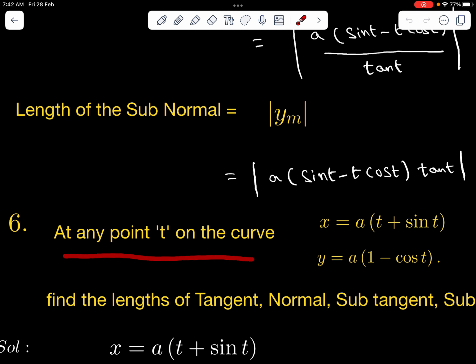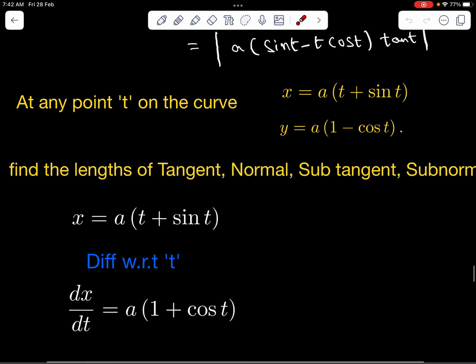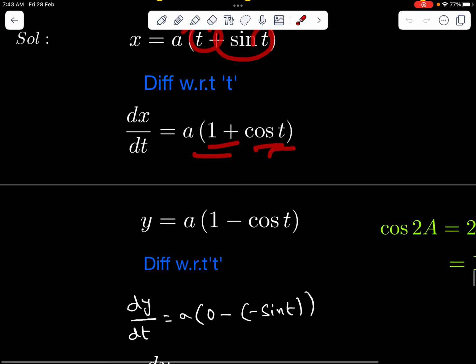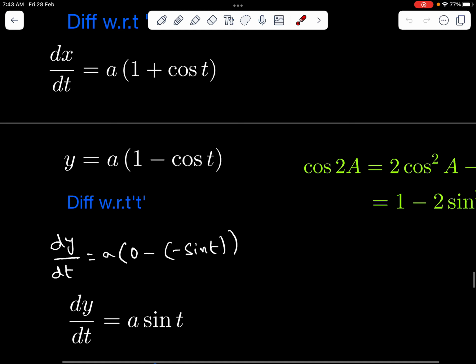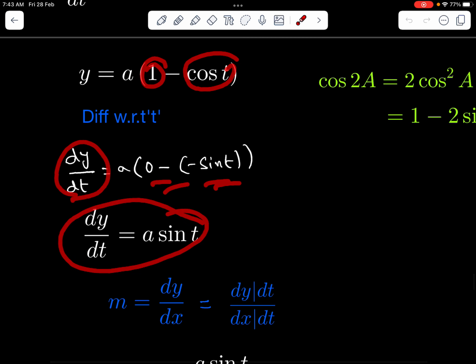Next sum. At any point t on the curve x equal to a into t plus sin t, y is equal to a into 1 minus cos t, find the length of the tangent, normal, subtangent and subnormal. First of all, x equal to a into t plus sin t. Differentiate with respect to t. dx by dt is equal to a into the derivative of t, 1, sin t derivative, cos t. y is equal to a into 1 minus cos t. dy by dt is equal to a into, 1 derivative 0, cos t derivative minus sin t. Therefore, dy by dt is equal to a sin t.